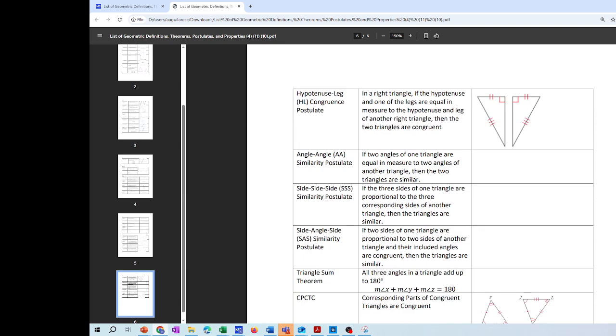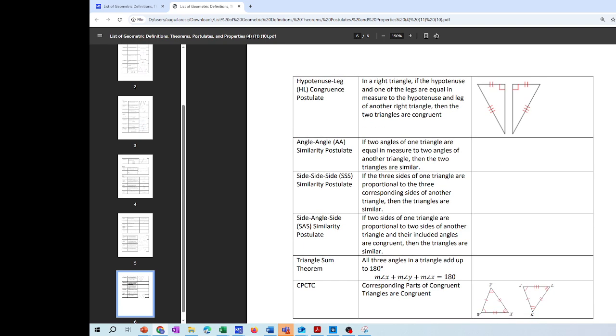We are going to have other postulates that we have here. Hypotenuse leg postulate. So if the hypotenuse and one of the legs are equal in measure to the hypotenuse and leg of another right triangle, then the two triangles are congruent.